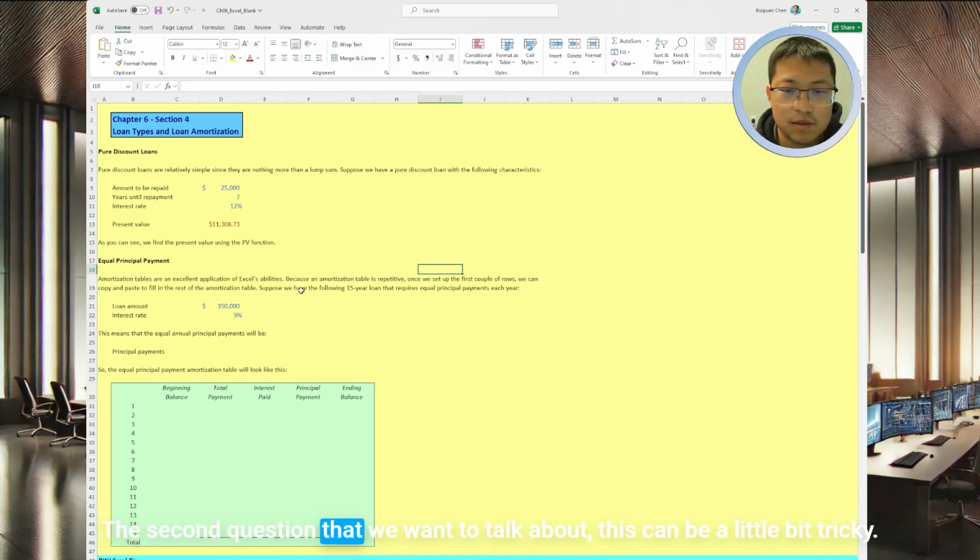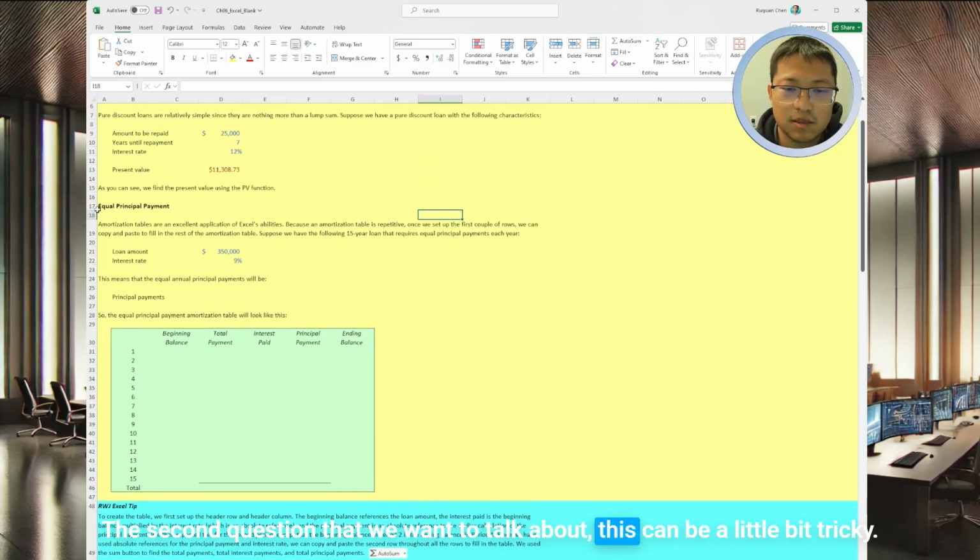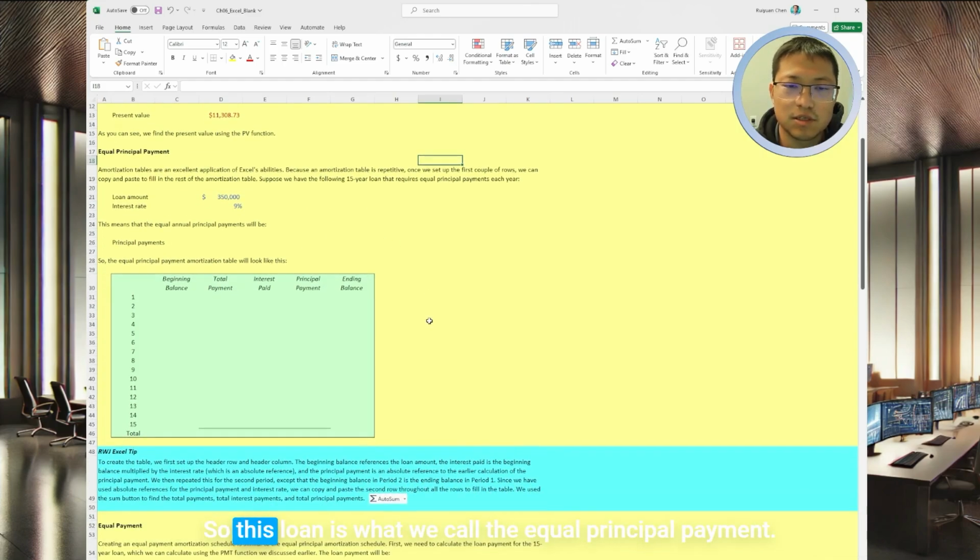The second question that we want to talk about can be a little bit tricky, right? This loan is what we call the equal principal payment. This equal principal payment is basically when we make payments on a mortgage, we are making the same amount of principal payment in addition to the interest, right? So let's look at this example. Assume we have the loan amount of $350,000. The interest rate is 9%.